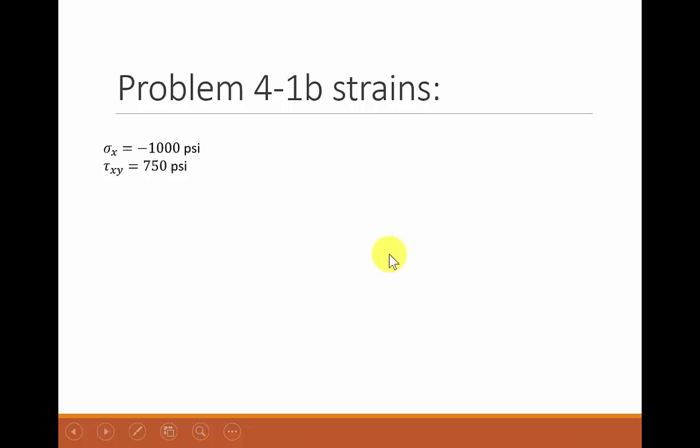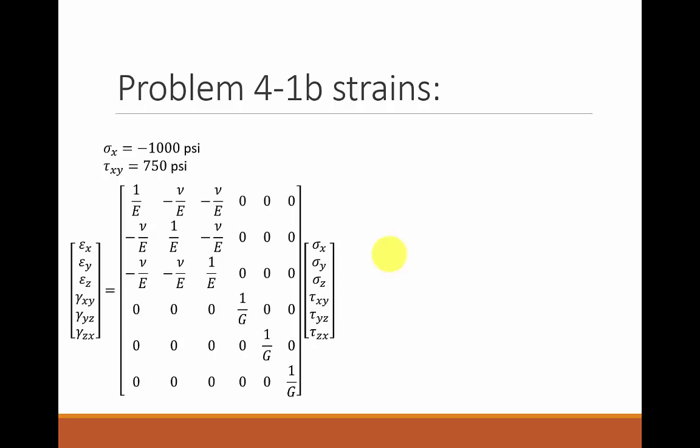So let's suppose I've got a really simple stress state. The only thing that's going on is there is 1,000 psi compression stress on my stress cube, and there is also a shear stress of 750 psi. So let's take a look at this matrix. First we need to create this matrix. Then we take minus 1,000, 0, 0, 750, 0, 0, multiply it by the matrix that we create, and we'll get a set of strains in those directions. So let's see what that might look like with MATLAB code.